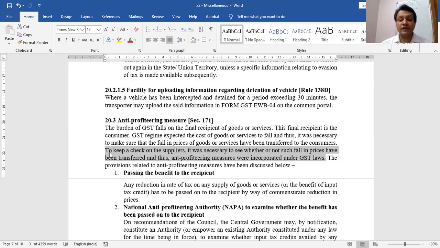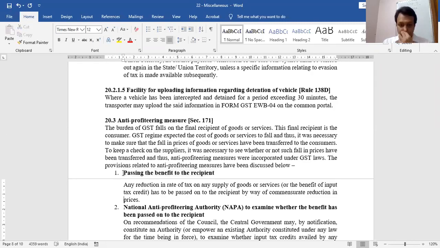So what are the provisions relating to this anti-profiteering? First, passing the benefit to the recipient. It is the main purpose basically, that actual fall in prices have been passed on to the consumers, and actual fall in prices is not kept by the producer, so that producers simply keep on increasing their profit. The intention is that you pass on the benefit to the final consumer.